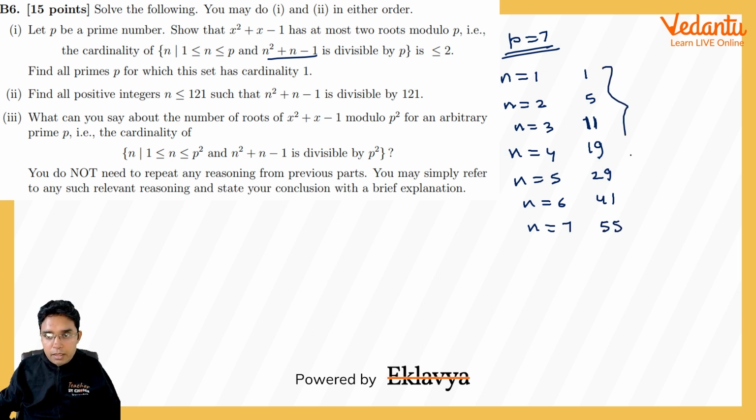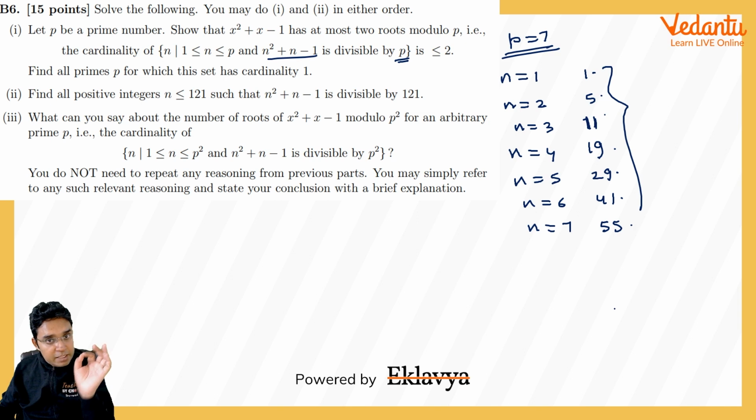Now you can check for p equal to 7, which is a prime number. Among all values of n from 1 to 7, this expression n square plus n minus 1 is such that none of these is divisible by 7. It can be checked. So there is no guarantee that you are going to have at least one root. You will have either 0 or 1, and maximum 2 roots. That is all about this part. Now I'll come to the second part.